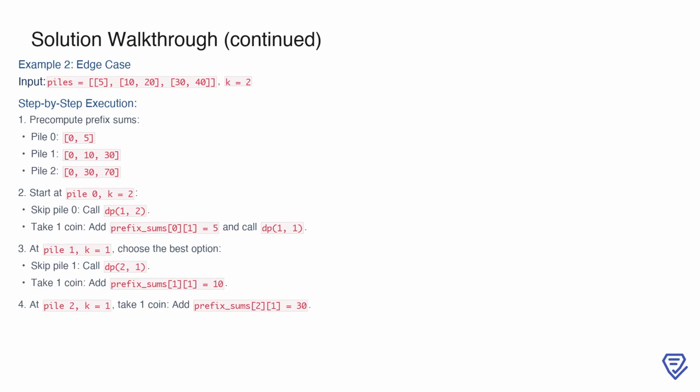The prefix sums for these piles are pre-computed as usual, allowing us to quickly evaluate the value of taking any number of coins from each pile. Starting with pile 0 and 2 coins, we have the option to skip it or take 1 coin. If we take 1 coin, we add 5 to our total and proceed with 1 coin remaining. At pile 1, we once again decide whether to skip it or take a coin. Taking 1 coin from pile 1 adds 10 to our total. Finally, at pile 2, with 1 coin remaining, we take 1 coin, adding 30. By considering all possible combinations, we determine that the maximum value achievable in this case is 35.